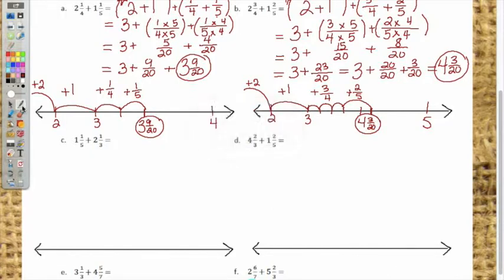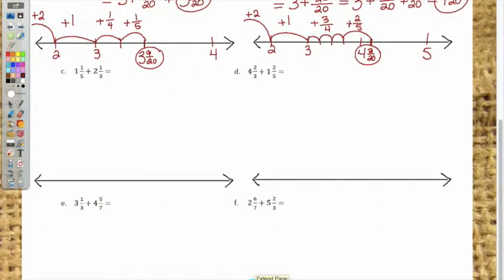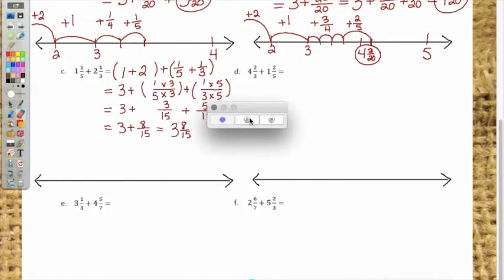So let's try the next one. Try the next one on your own. You're going to need 3 more equal signs. First thing, separate whole numbers from your fractions, and then go through the steps and see how you do. Okay, so go ahead and check your answer with mine.